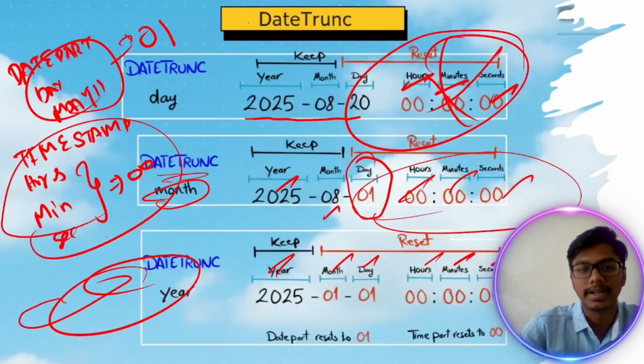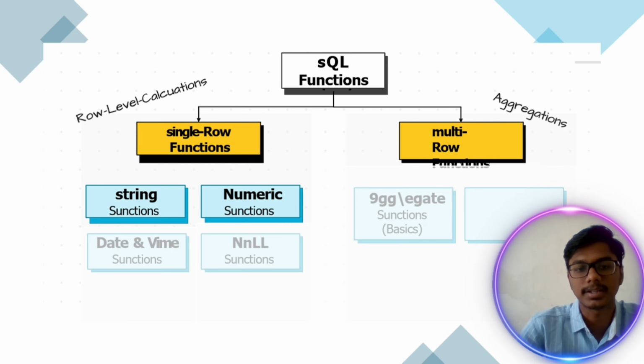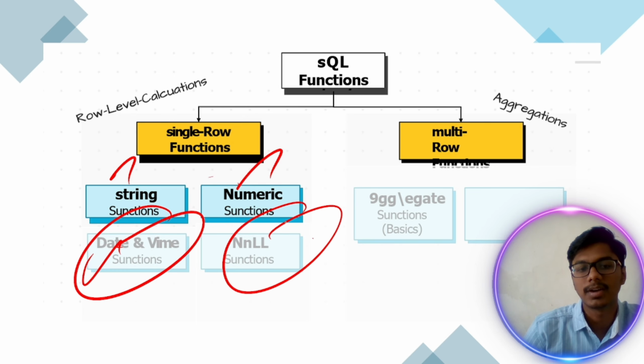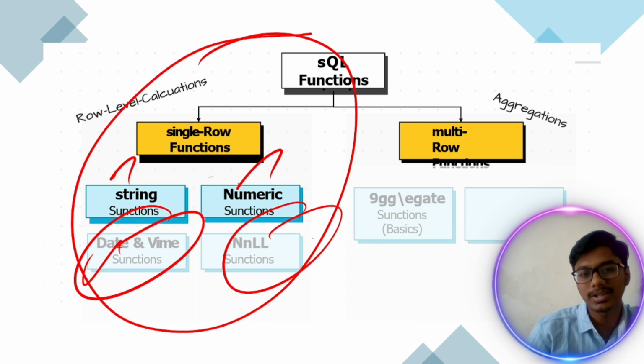Wait a minute, I will enter into them. We have gone through a lot of topics, right? We discussed the single row functions, the string functions, numeric functions, and date functions, and null functions. Today we complete the single row functions, right guys? We complete the row level calculations.